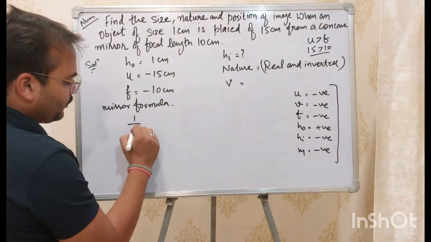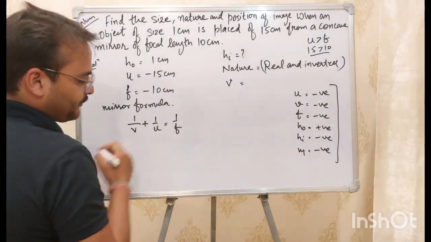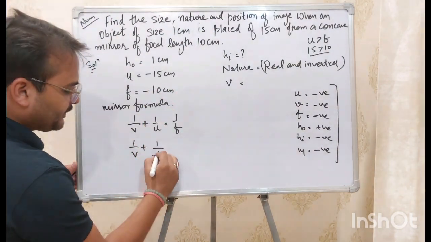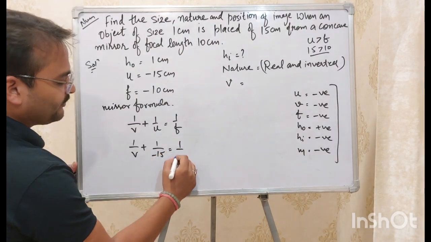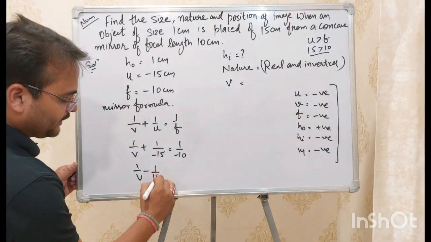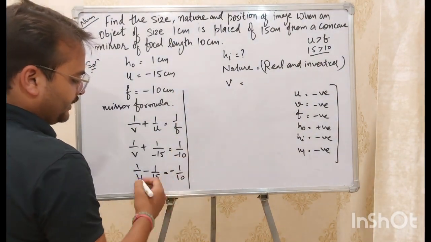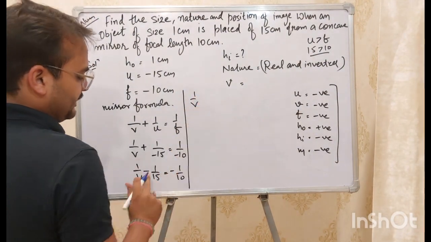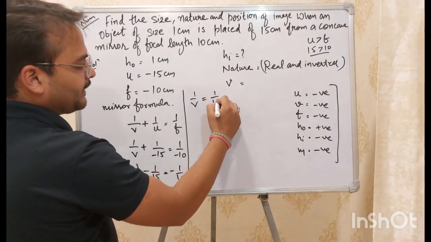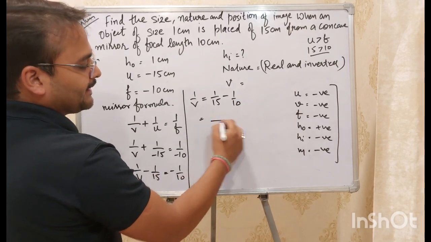Mirror formula: 1 by V plus 1 by U is equal to 1 by F. 1 by V plus 1 by U, U value is minus 15, is equal to 1 by F, minus 10. So 1 by V plus minus 1 over 15 is equal to minus 1 over 10. Next step: 1 by V, this minus 1 by 15, you can transpose to that side. So 1 by 15 minus 1 over 10. The LCM of 15 and 10 is 30.